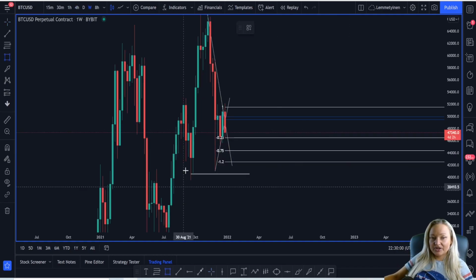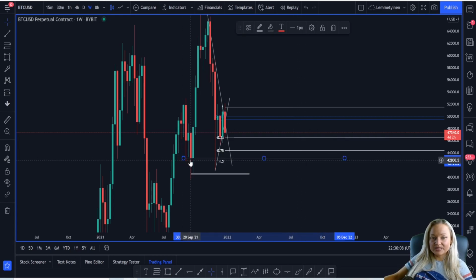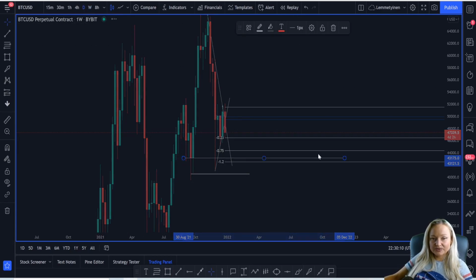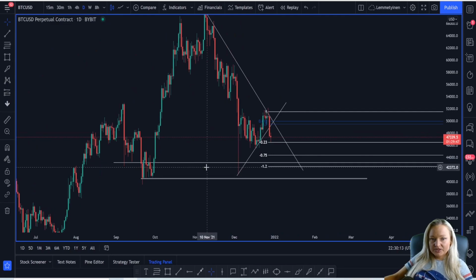Now that I'm having target on the weekly, I can also do this. I'm using the bodies from the weekly, going down to the daily. This is how it looks. So we can come back down to 43,014, because this is the close. This is the body that we're seeing on the weekly. And this is the wicks that we're having on the weekly.